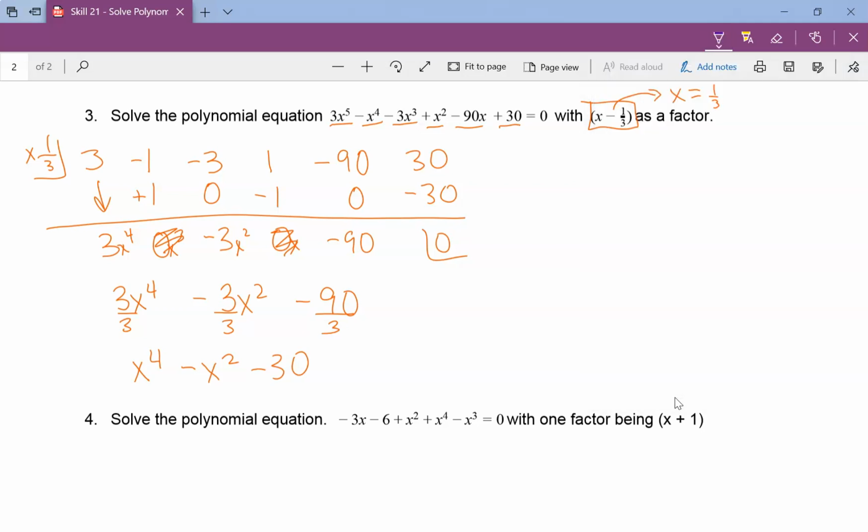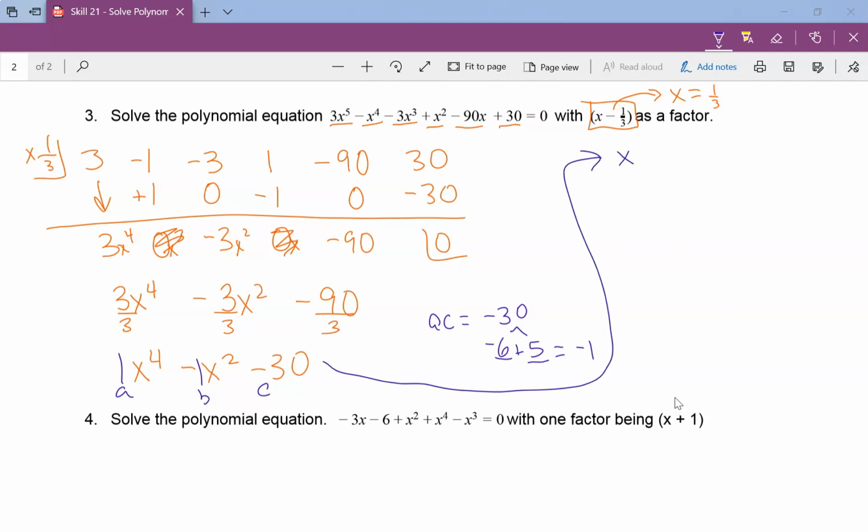Okay, so we go to our ACB tree. AC is going to be 1 times negative 30. So negative 30. But we need our two numbers to add to negative 1. So once again, I'm going to use the numbers 5 and 6, but this time I need negative 6 and positive 5. Okay? So I'm going to rewrite this polynomial. I'll do this up here. I'm going to write this as x to the 4th minus 6x squared plus 5x squared minus 30. I'm going to factor by grouping.